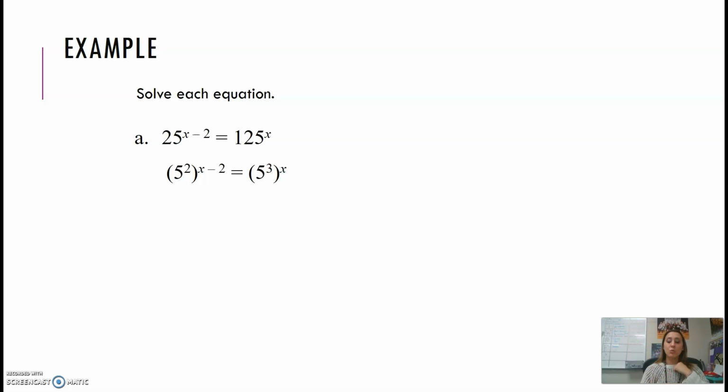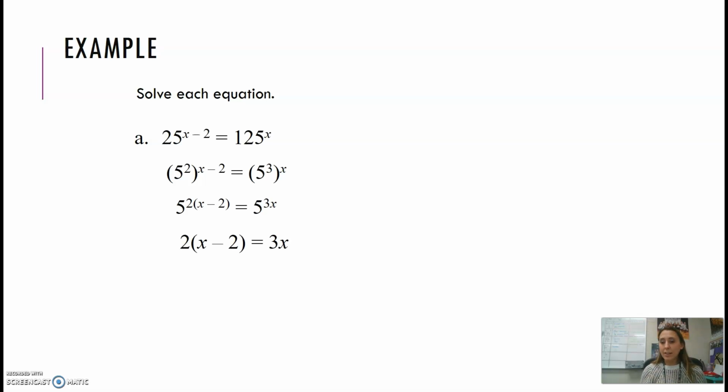Then we're going to use those rules of exponents and multiply. So when I take 2 to the x minus 2, I'm multiplying, and 3 to the x is multiplying. That's the rules of exponents. That's where that comes back in. That last unit, we're now building on that information. So now we have the same base, this base is the same as this base. So then we can say that 2 times x minus 2 is equal to 3x.